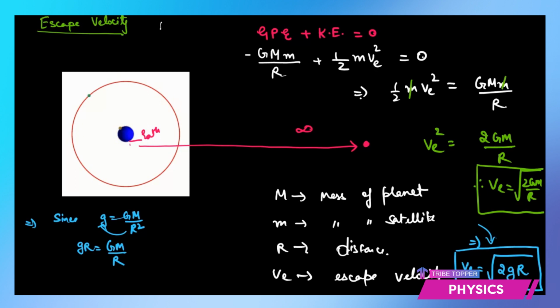If we substitute the value of the gravitational field strength and the radius of Earth, we find out that the escape velocity on Earth has a value of 11.2 kilometers per second. That means if something is thrown with a velocity that it covers 11.2 kilometers in 1 second, it will escape the gravitational field of the Earth.